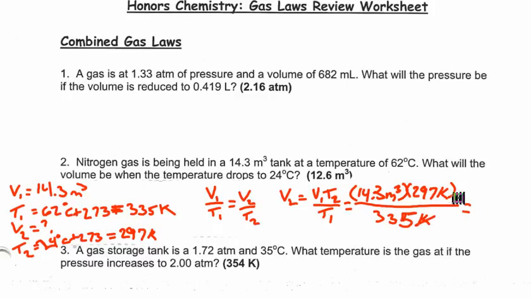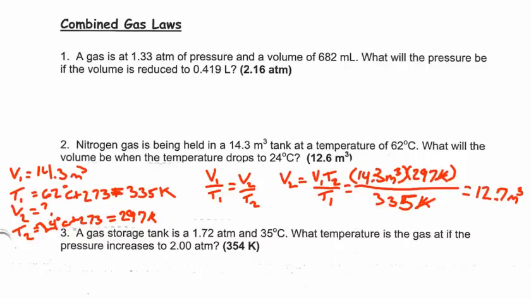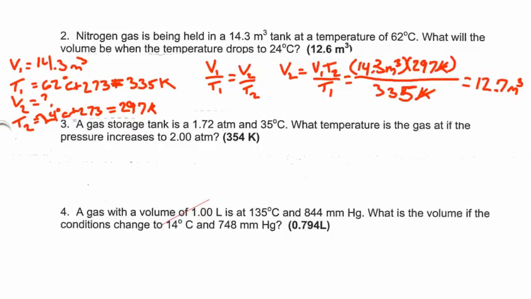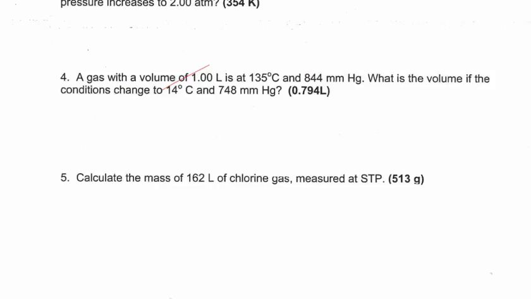When we do the math, our units for Kelvin are going to cancel out, and we should be left with 12 point. I found when I used sig figs, it just gave me 12.7 instead of 12.6, but close enough. All right, so that's how we do number 3. Let's skip down. Let's try another one that's a little bit more difficult. Let's take a look at number 5.